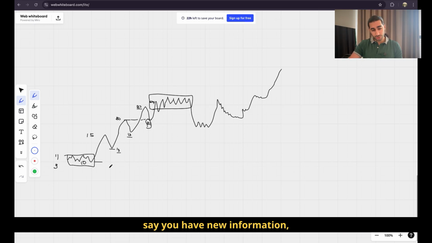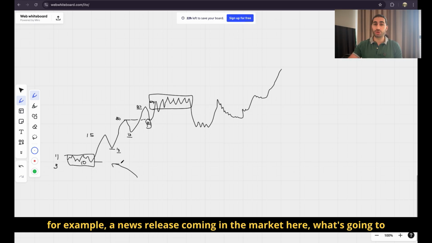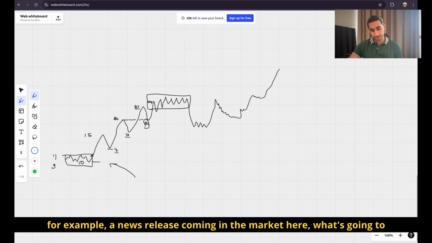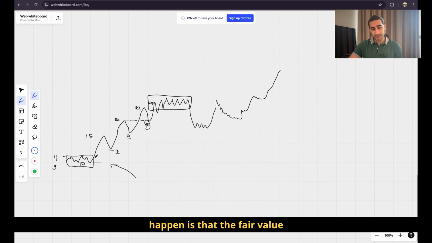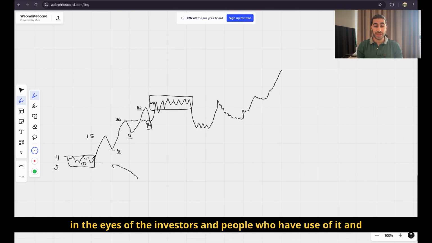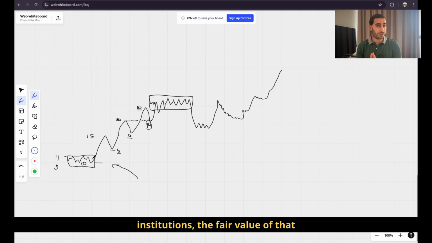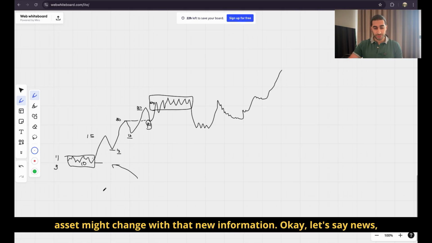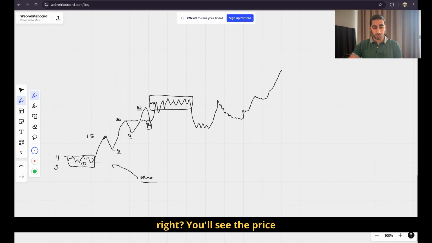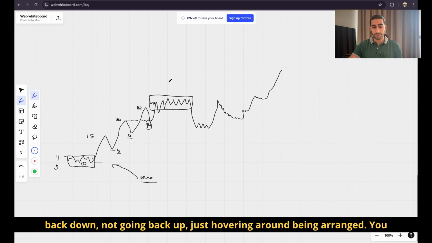But let's say you have new information, for example, a news release coming into the market. Here, the fair value in the eyes of the investors and the institutions who have use of it might change with that new information, okay? Let's say news, right? You'll see the price changing and then it's going to slow down and start hovering around, not going back down, not going back up, just hovering around, being a range.